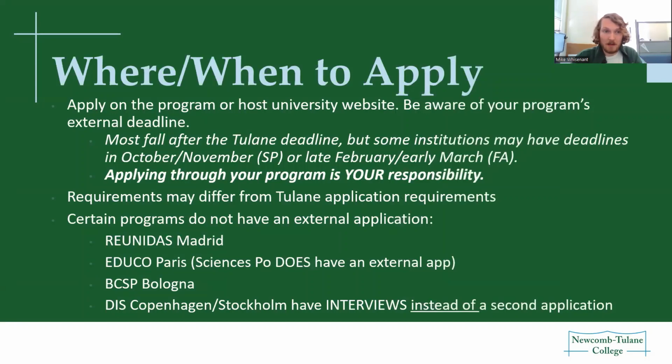So where and when to apply? You want to apply for the program or university of your choice on that university or program's specific website. Be aware of your program's deadline because it may be different than our Tulane initial deadline. Usually there tend to be October, November for spring, or February or early March for fall. So do remember to be checking up on this because sometimes they can definitely sneak up on students. And applying to your program is your responsibility. So we're not going to keep sending out reminders. Be sure that you're aware of whatever those initial external deadlines are so that you're meeting them.